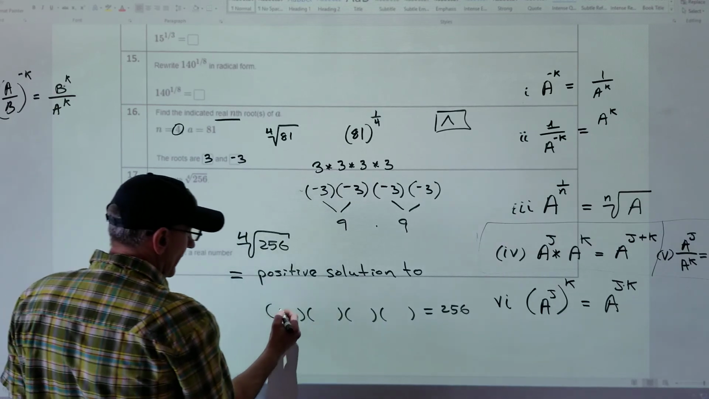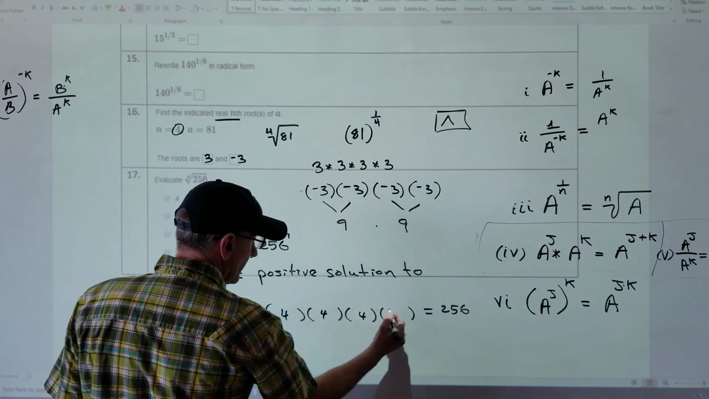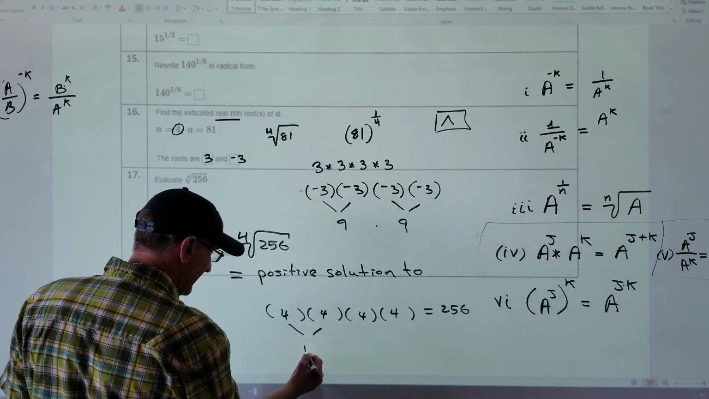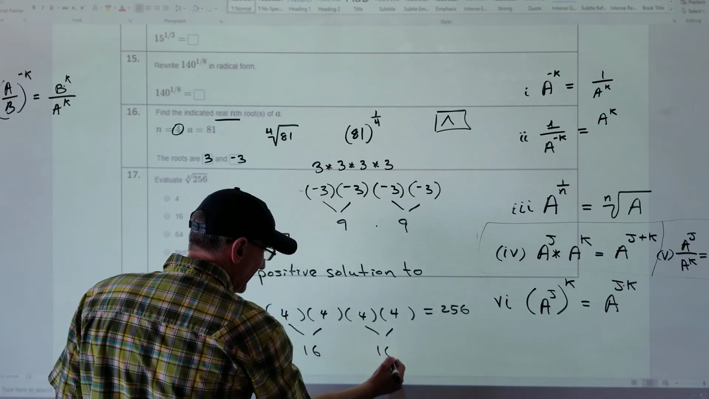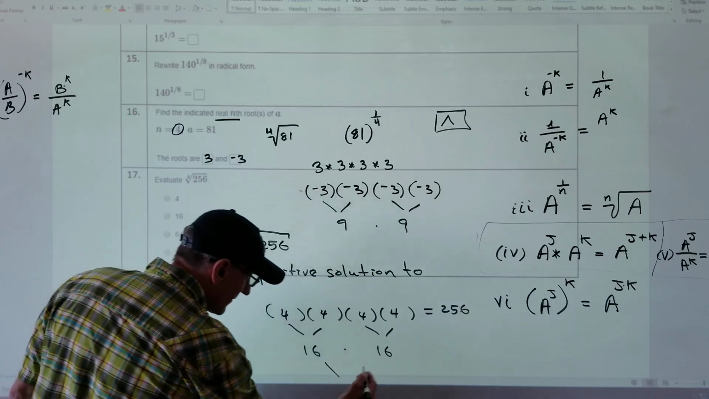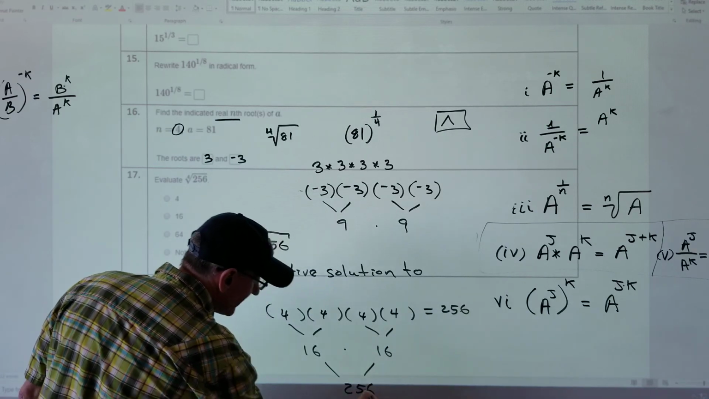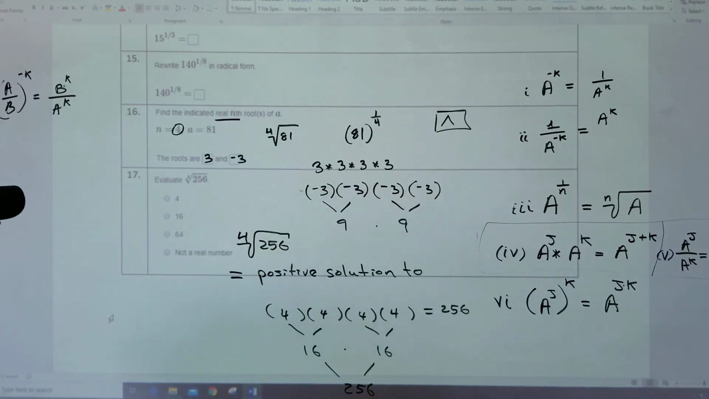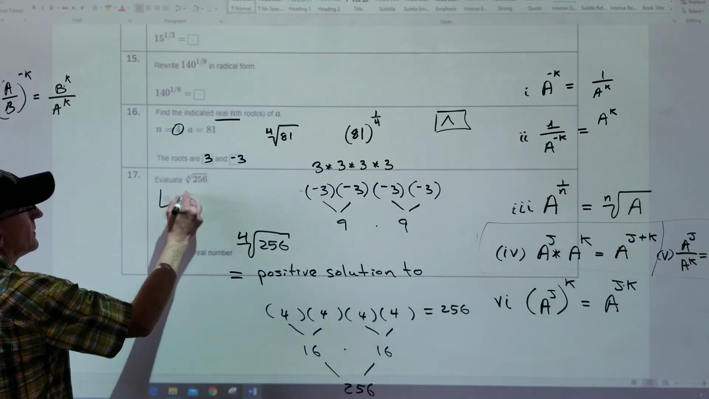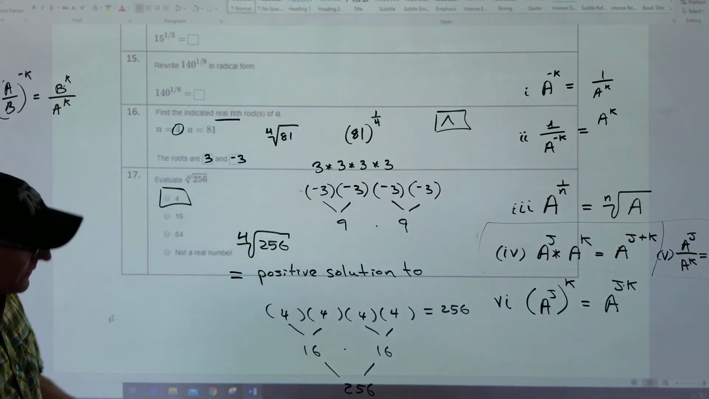So anyway, I'm thinking it's 4. Let's see if this will work. 4 times 4 is 16. And 16 times 16, check it out for yourself, that does make 256. There's other ways to know this. And you can do it on a calculator too. The answer is 4. And that concludes a review.